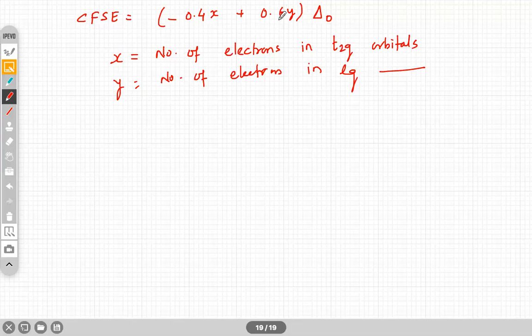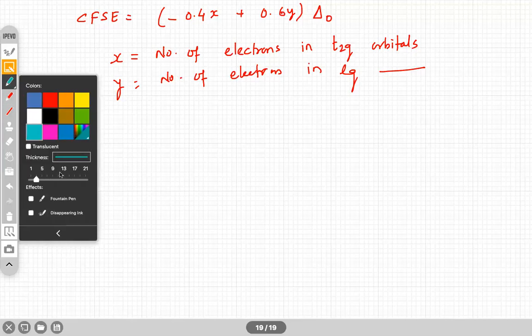So the point is how to distribute the electrons. Like I said, the distribution of electrons depends upon whether the ligand is strong or not. In case of a strong ligand, the energy gap between the two orbitals, Eg and T2g, will be more, and in that case we do not follow Hund's rule. When the ligand is weak, we'll follow Hund's rule and distribute the electrons as we do in atomic orbitals. So write down the heading here: distribution of electron.